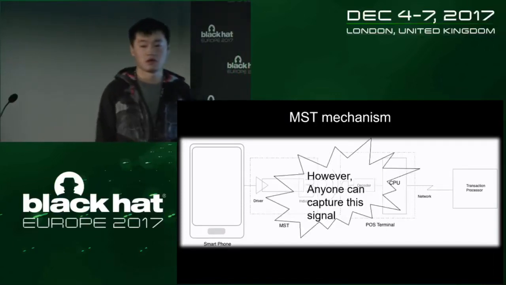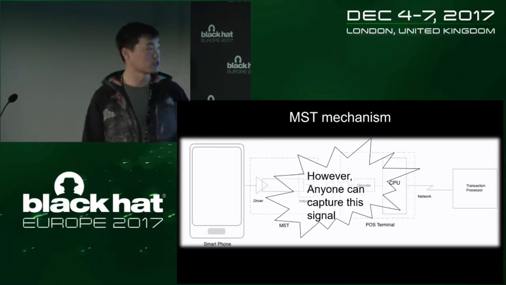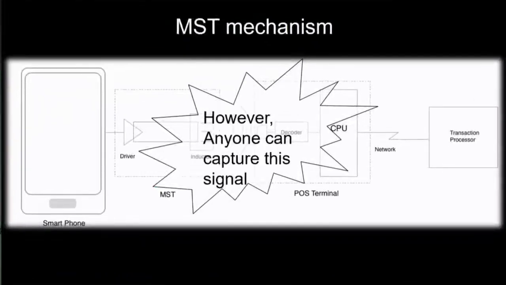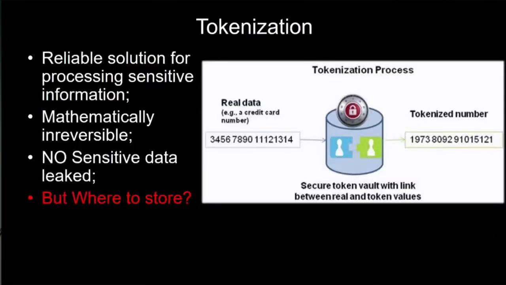However, with MST technology, the energy transferred is quite high, so anyone around the device can capture the signal. To overcome this shortcoming, Samsung introduced a technology called tokenization. Tokenization is a technology to process sensitive data: you put your sensitive data in, and get some random-like data out. The tokenized number can be verified but cannot be reversed. That's the advantage of this technology.